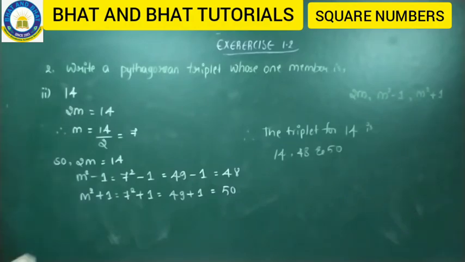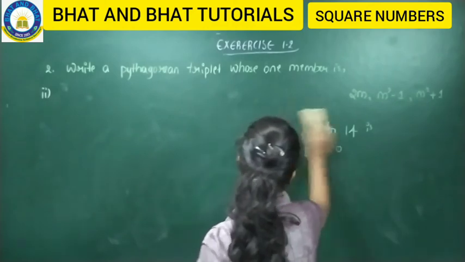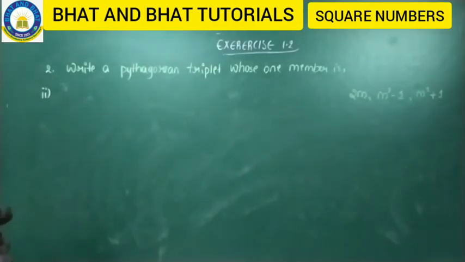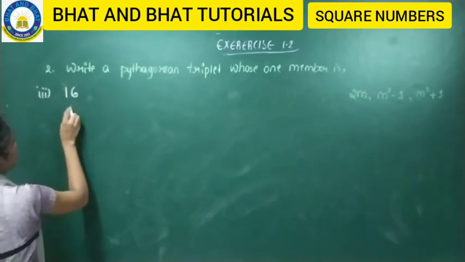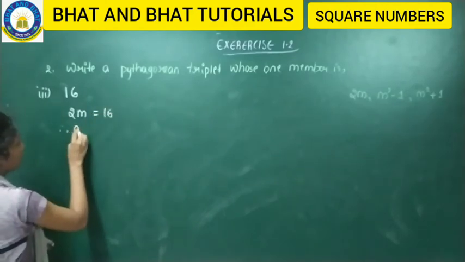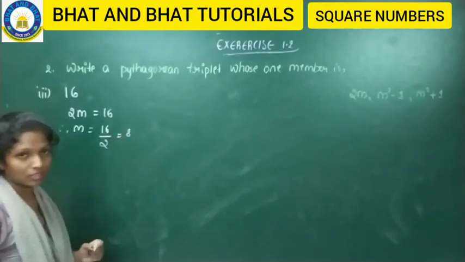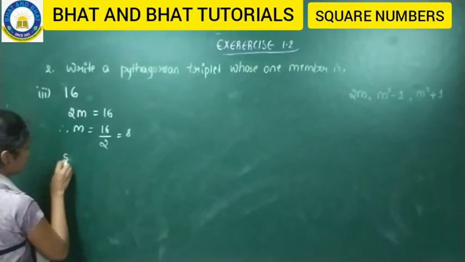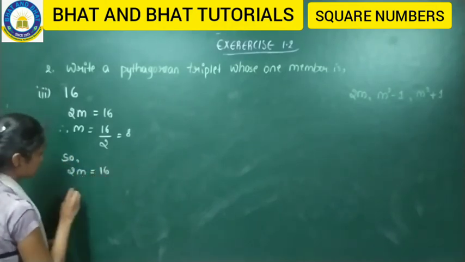Fine, hope you all copied this. Now I'll just move on to the third question. So what is the third question now? Question number 3, that is 16. So 2m is equal to 16. Therefore, m is equal to 16 by 2. That is 2 8s are 16. Correct. So therefore, now, so 2m is equal to 16.